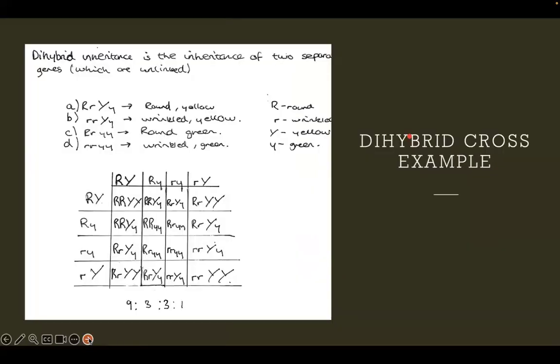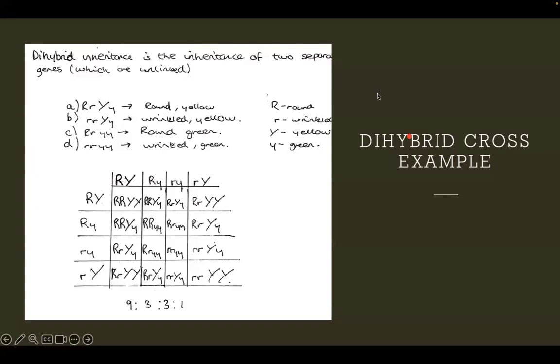And then moving on then. So this is an example of a dihybrid cross. I've done an example for you here. And as I said, it's the inheritance of 2 separate genes. And we'd only do a dihybrid inheritance cross if the genes are unlinked to each other.